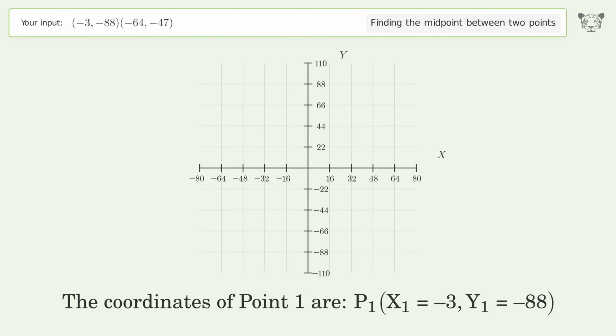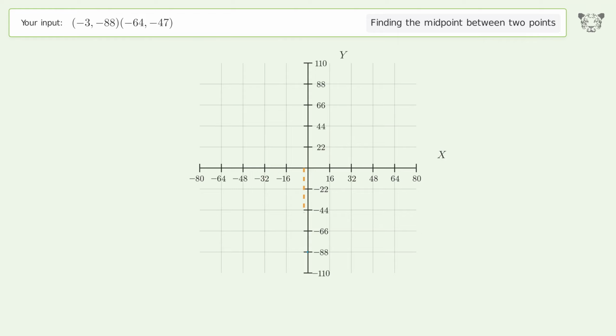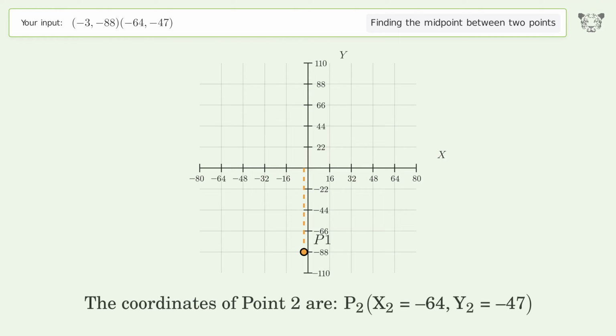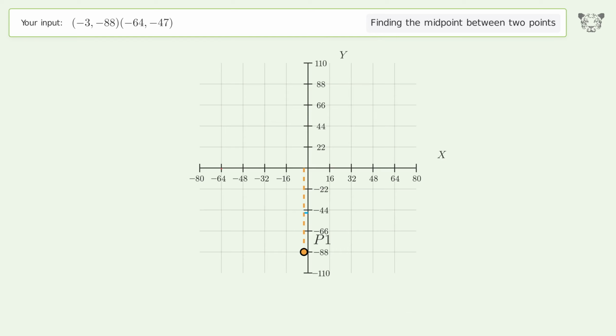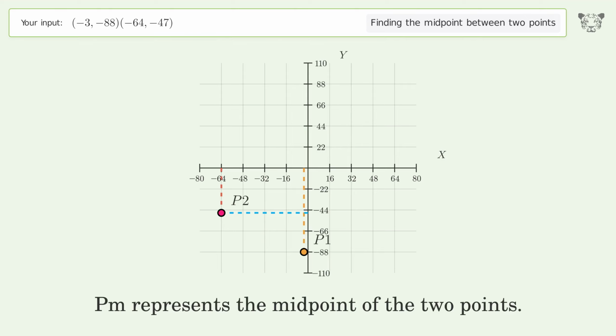The coordinates of point 1 are, x1 equals -3, y1 equals -88. The coordinates of point 2 are, x2 equals -64, y2 equals -47. PM represents the midpoint of the 2 points.